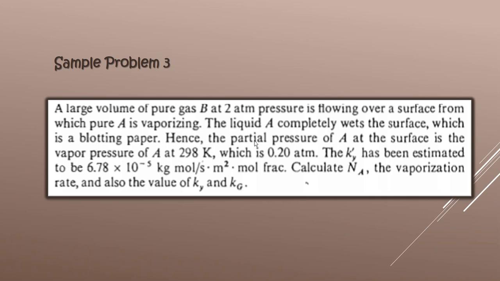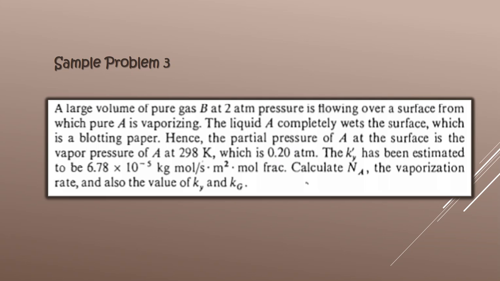Now, the liquid A completely wets the surface, which is in this case blotting paper. And hence, we can say that since A completely wets the surface, the partial pressure of A at the surface is also equivalent to the vapor pressure of A at the temperature of 298 Kelvin, which is 0.2 atm. So this is actually the pure vapor pressure of A, equivalent to the partial pressure of A at the surface.